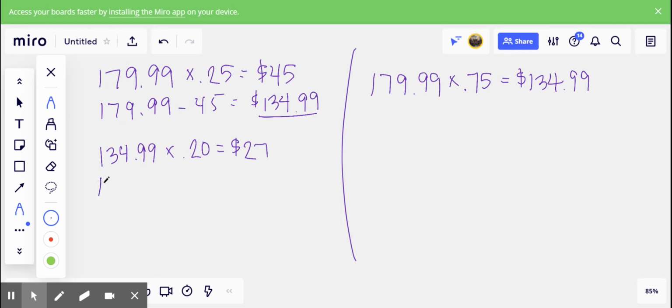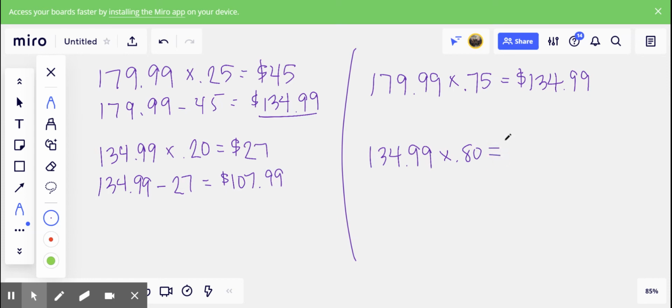So you take your discounted amount and you're going to subtract that off of your original price, which ends up giving you $107.99. Again, if you want to do a shortcut, you can take your $134.99 and instead of multiplying by 20% to see what the discount amount is, you can multiply it by 80% because 80% is what you paid of the original price. You were discounted 20, so you still paid 80. And if you do that, you get the 107. You get to the same answer.